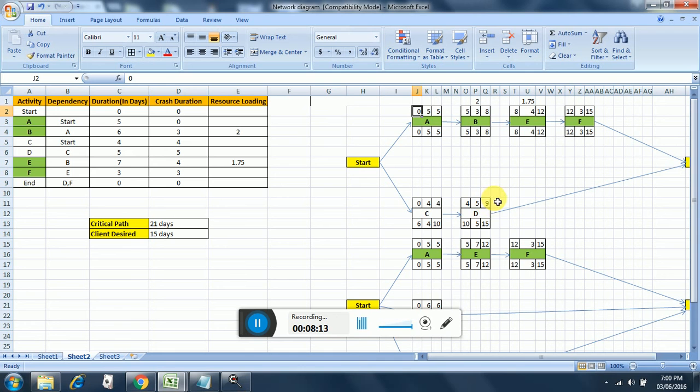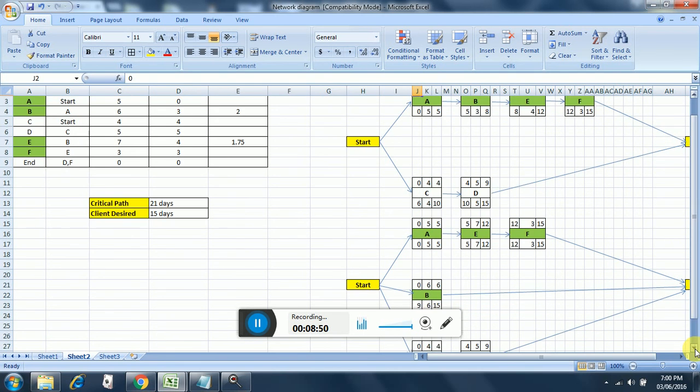5 is 9. Here we take the maximum again for the backward pass, so it will be 15. 15 minus 3 is 12, 12 is carried backward, 12 minus 4 is 8, 8 is carried backward, 8 minus 3 is 5, 5 is carried backward, 5 minus 5 is 0. So this is the way. And here 15 minus 5 is 10, 10 is carried backward, 10 minus 4 is 6.